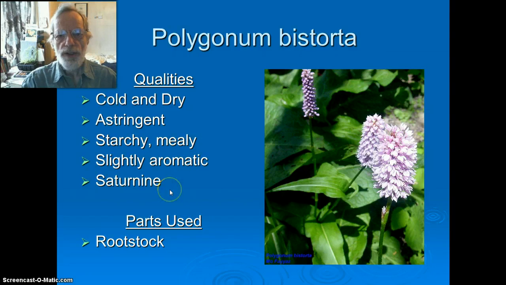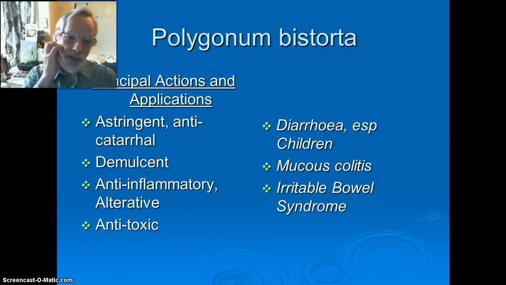But saturnine, where Quercus is jovial, so it's probably colder and dry, more... I don't know. Principal actions. Well, we've got the actions down the left-hand side here: astringent and anticatarrhal, demulcent externally, so it's got that double thing going where it's astringent but also soothing.